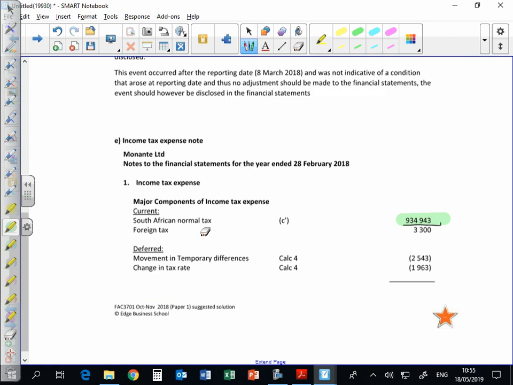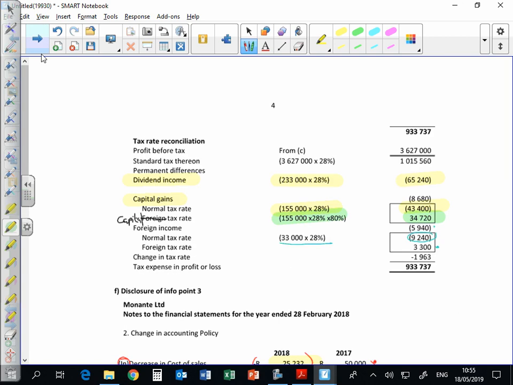943. We had our foreign tax. We had already put that in. That increases our current tax expense. In terms of our deferred tax, we said that we had that movement, 2,943, and we had a change in tax rate, 1,963. And that gives us the grand total over here of 933,737. That is the income tax expense that will go to your profit and loss statement. I'm just going to write that there. Goes to profit or loss.